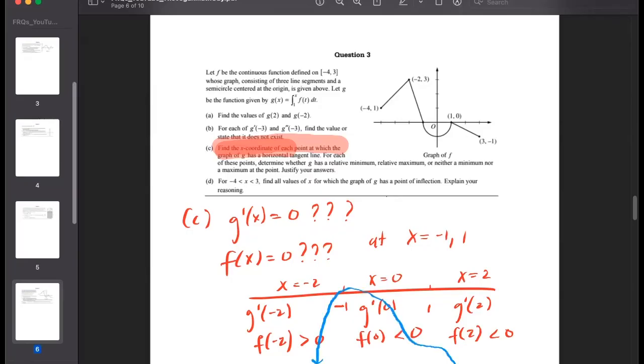So the only value that has a relative extremum, a relative minimum or maximum, is going to be at -1. We know that at x equals -1, G has a max. And of course, we have to justify. We have to say it's because it's changing from positive to negative. And at x equals 1, G has neither.